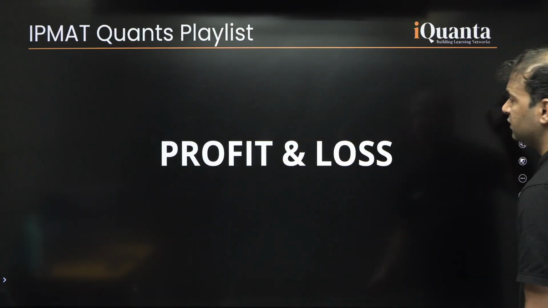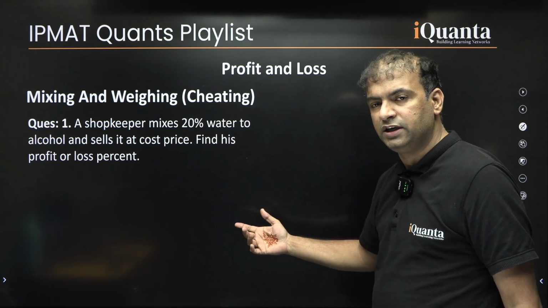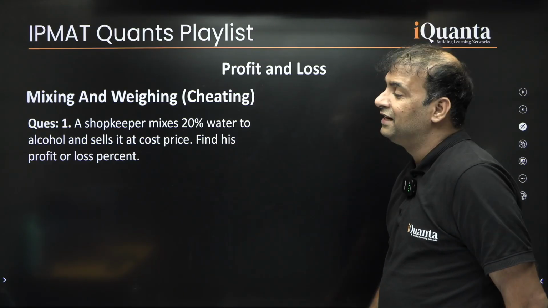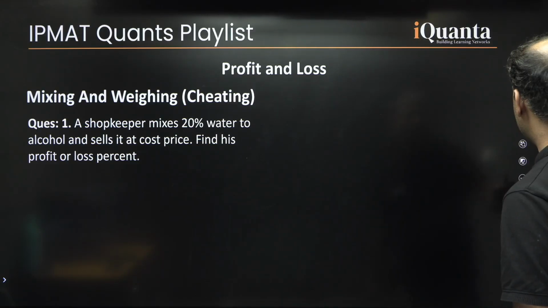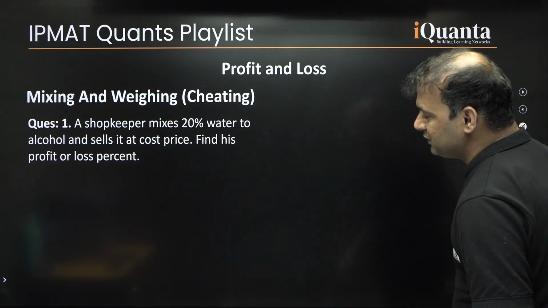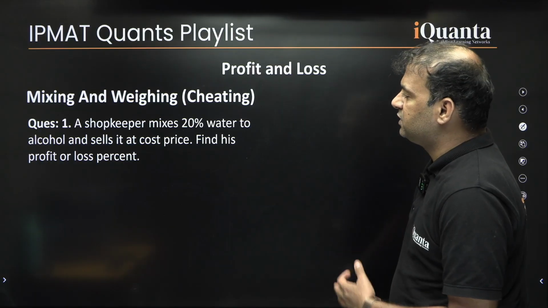So guys, the first thing will be understanding with the help of this question how a shopkeeper can cheat with the help of mixing. The question says that a shopkeeper mixes 20% water to the alcohol and sells it at the cost price. Find the profit or loss percentage. So he is mixing water to the alcohol.